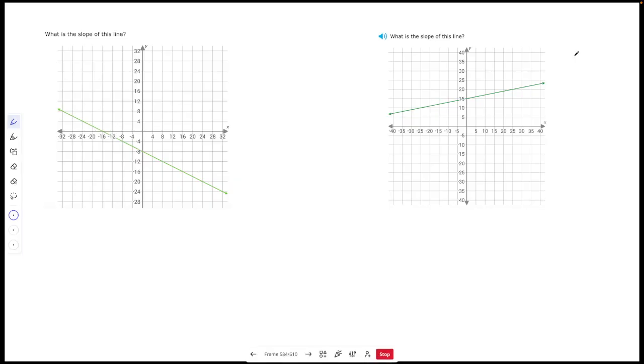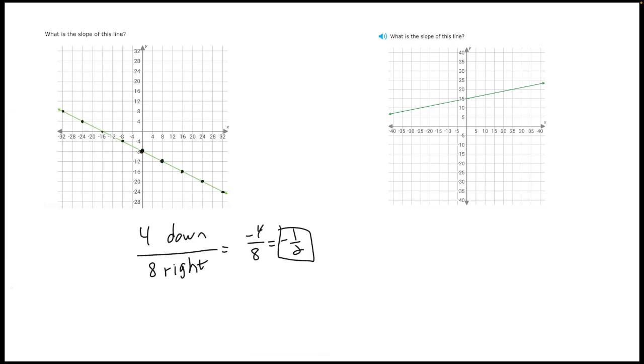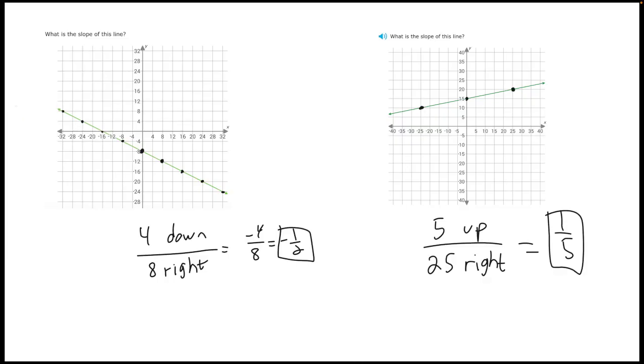Okay, now that you've had time to work these problems, let's check your solutions. For this first problem, here are all the points you could have chosen, and you should have gotten -1/2 for your final answer. Notice that you have to reduce the answer of -4 over 8 to -1/2. And for the second problem, you should have gotten a slope of 1 over 5.